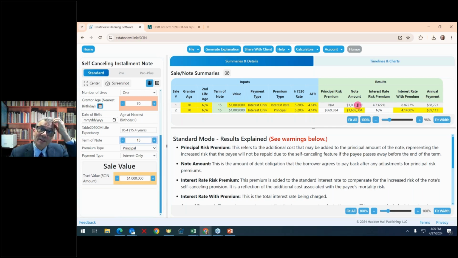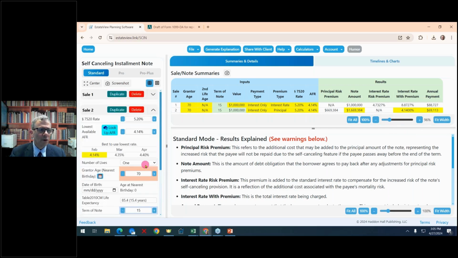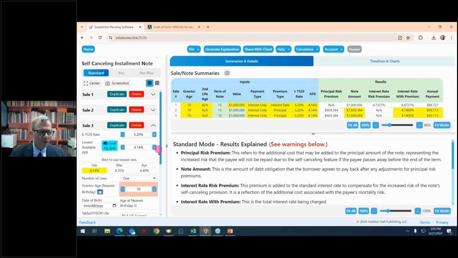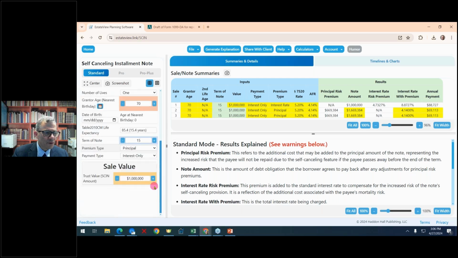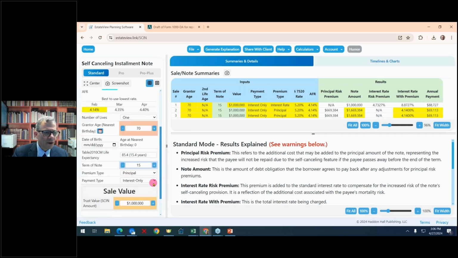Well, if I'm not expected to live 15 years, but I do need to be of reasonable health at the time that I enter into the note, that may be a better deal. Or what if the note is not self-canceling? I will click duplicate, and I will now set up note number 3, and it will be a conventional note, so it will not cancel on death.